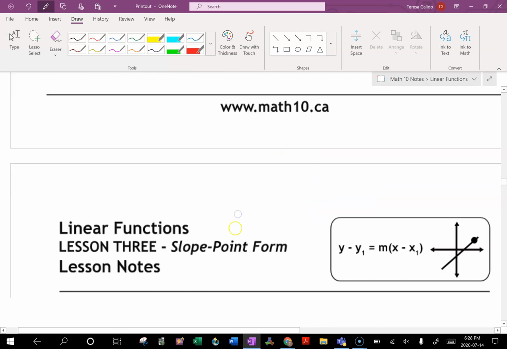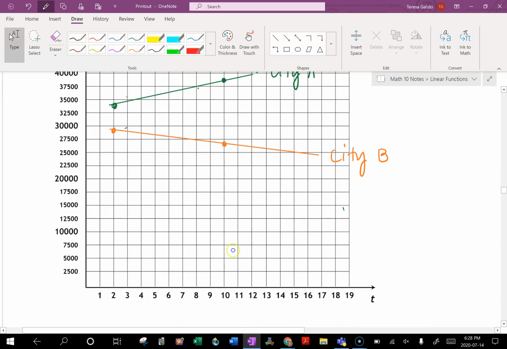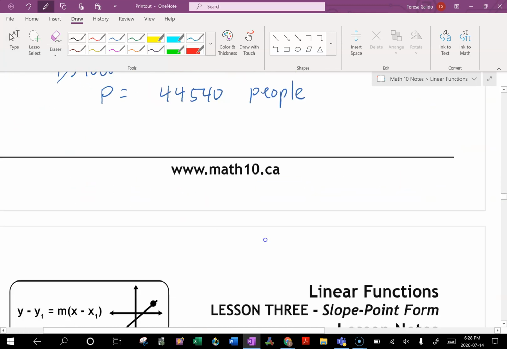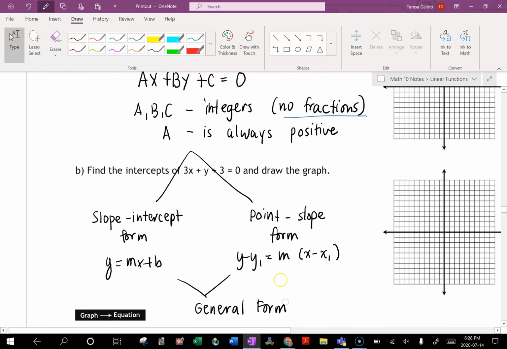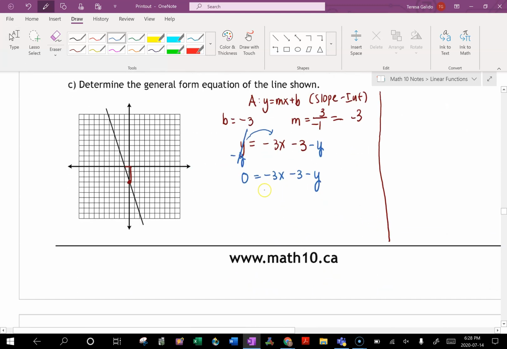And another criteria is that, okay, where's my page here? Lost my page. Another criteria is that your a value, which is the number beside x, should always be positive. So if we go to our line here and ask, what is the number beside x? The number beside x is -3. So it's a negative number. How do we make it positive?